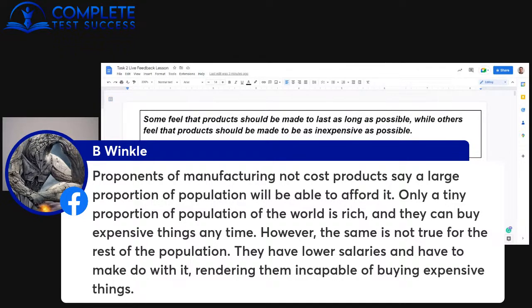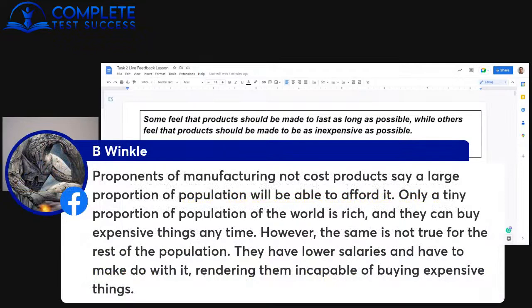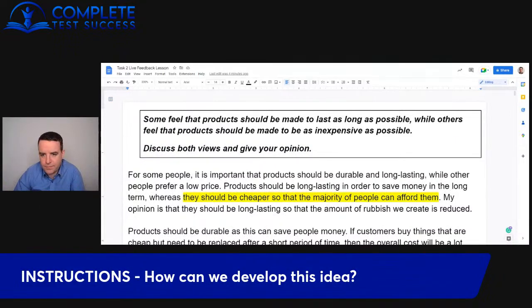"Only a tiny proportion of the population of the world is rich, and they can buy expensive things anytime. However, the same is not true for the rest of the population. They have lower salaries and have to make do with it, rendering them incapable of buying expensive things." Yeah, it's well written, but you're kind of repeating the same points. Like if you look at your last sentence, they have lower salaries. Wait a minute, maybe I'm wrong. No, I'm wrong. That's all good. Yeah, good answer.